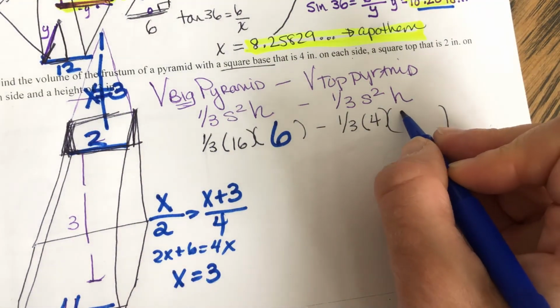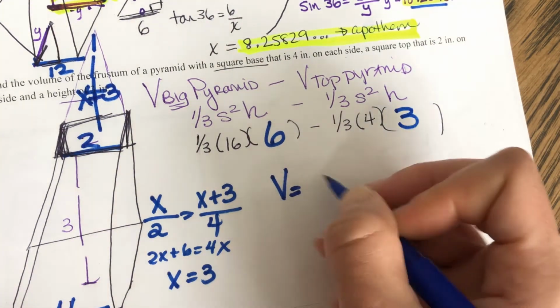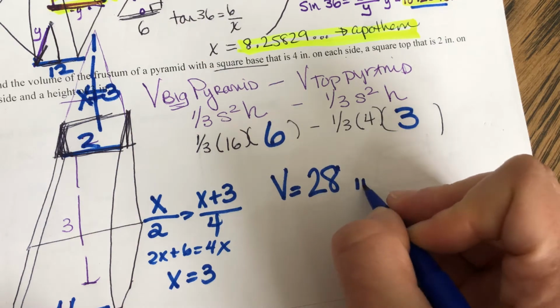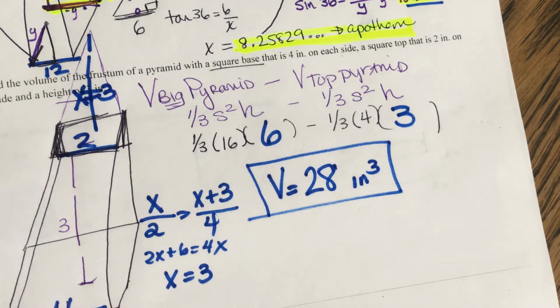The height of the top is 3. Put it in the calculator. The volume of this frustum is 28 inches cubed. Done. It's that simple, you guys. Promise. Surface area was your hard one.